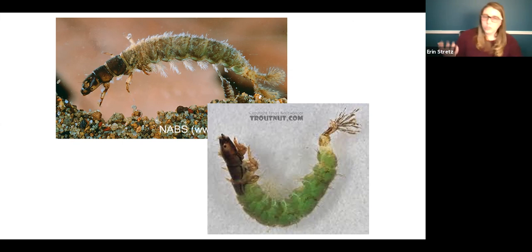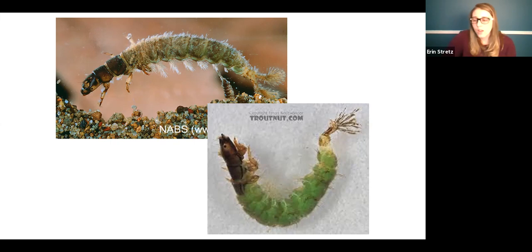Again, the 3 hardened plates on the back of the thorax and the bushy gills on the underside of the abdomen. These also have a pair of prolegs and hooks at the end of the body. And there can be gills at the end of the body as well. So in both of these cases, you can see sort of branching gills at the end of the body too.